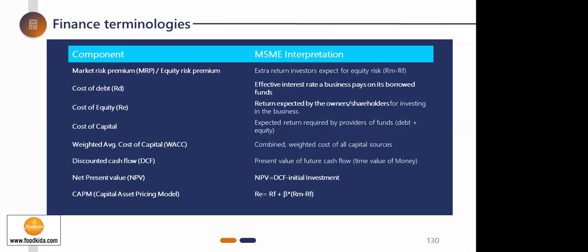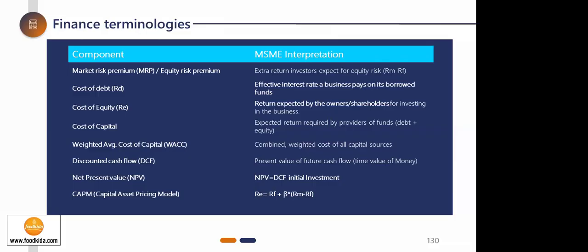Bank will not leave its money. It will anyway take some collateral and will take its money from you. Now, weighted average cost of capital. This is important. What is weighted average cost of capital? It is weighted cost of all capital sources. You will get this clear when we do the calculations and with the formula.